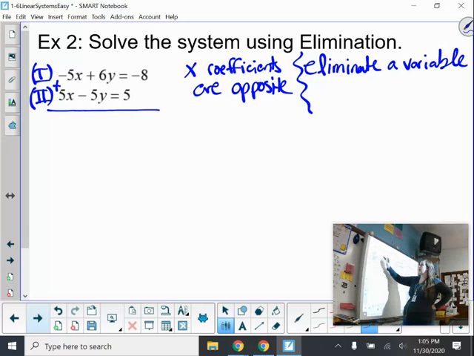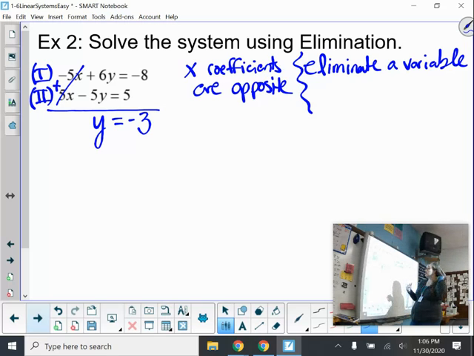-5x plus 5x is 0x, which is gone. I still have to go through, though, and add the y's and then add the numbers. Please make sure you are only adding things that are alike. So 6y minus 5y is going to give me a 1y. Now, you may get a coefficient here that's not 1. If so, you would just have to divide in the next step to solve. -8 plus 5 is -3. And there's my y value. My y value is -3.